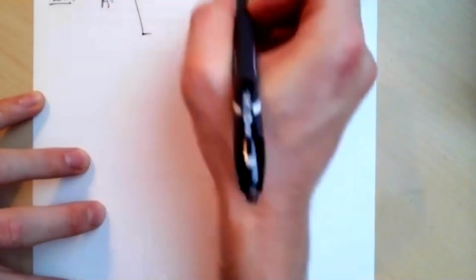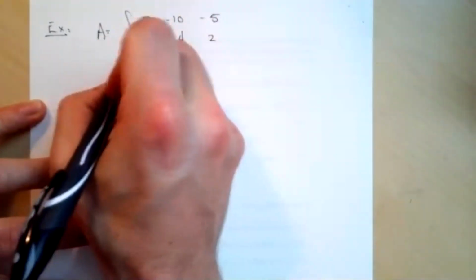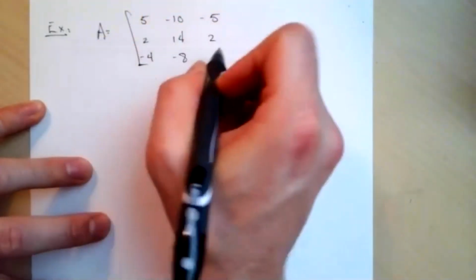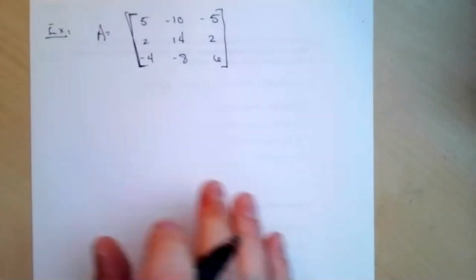Because if we have a 3x3 matrix, let's see what happens. So I think this is an example in the book. We've got 5, minus 10, minus 5, 2, 14, 2, minus 4, minus 8, 6. So please look over all of these examples in the book. They are very good examples and really what I'm trying to base a lot of these problems off of.